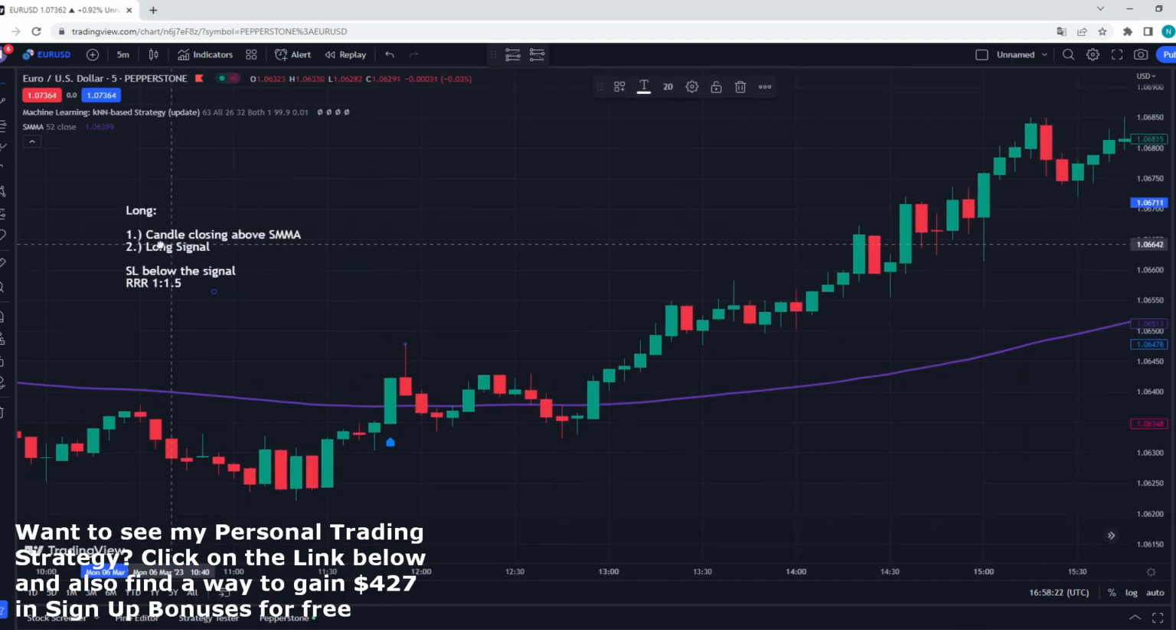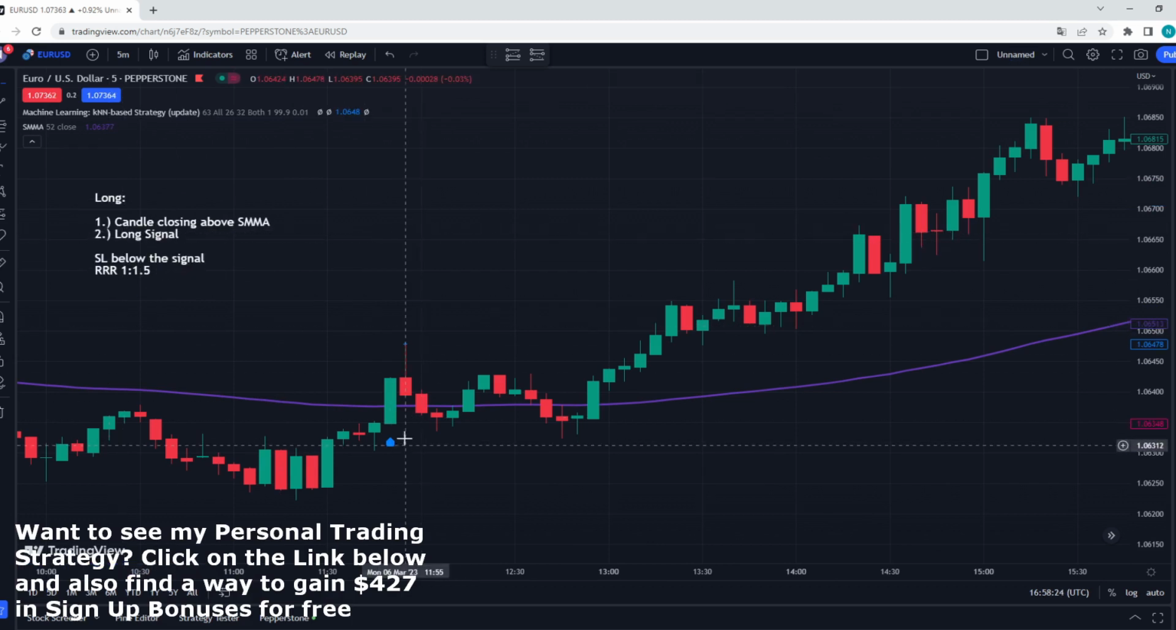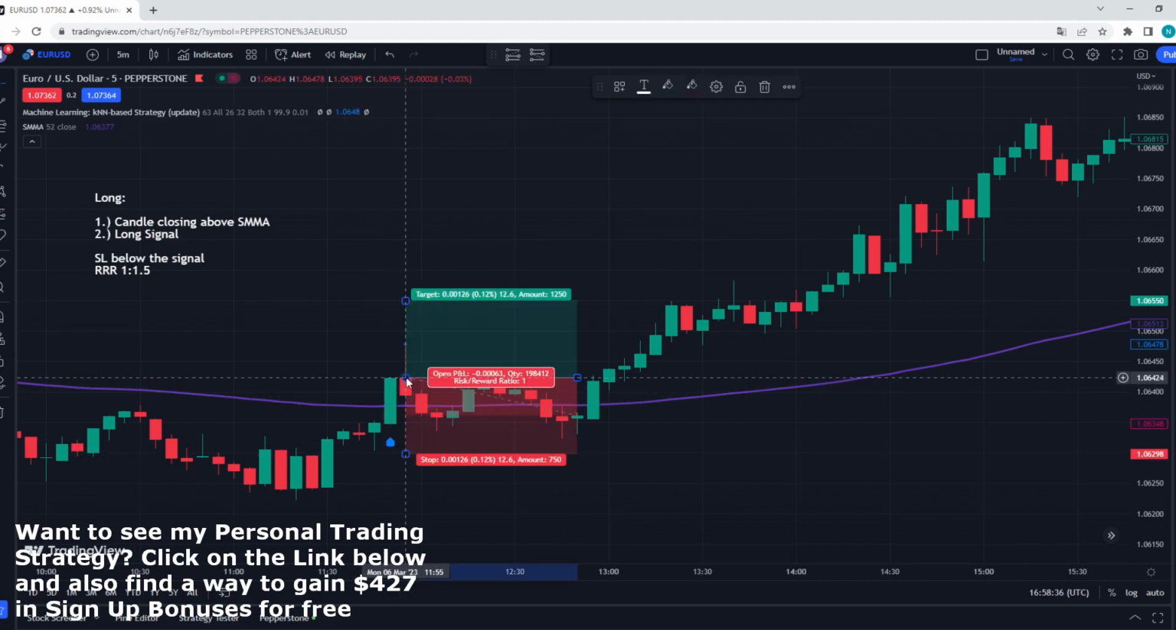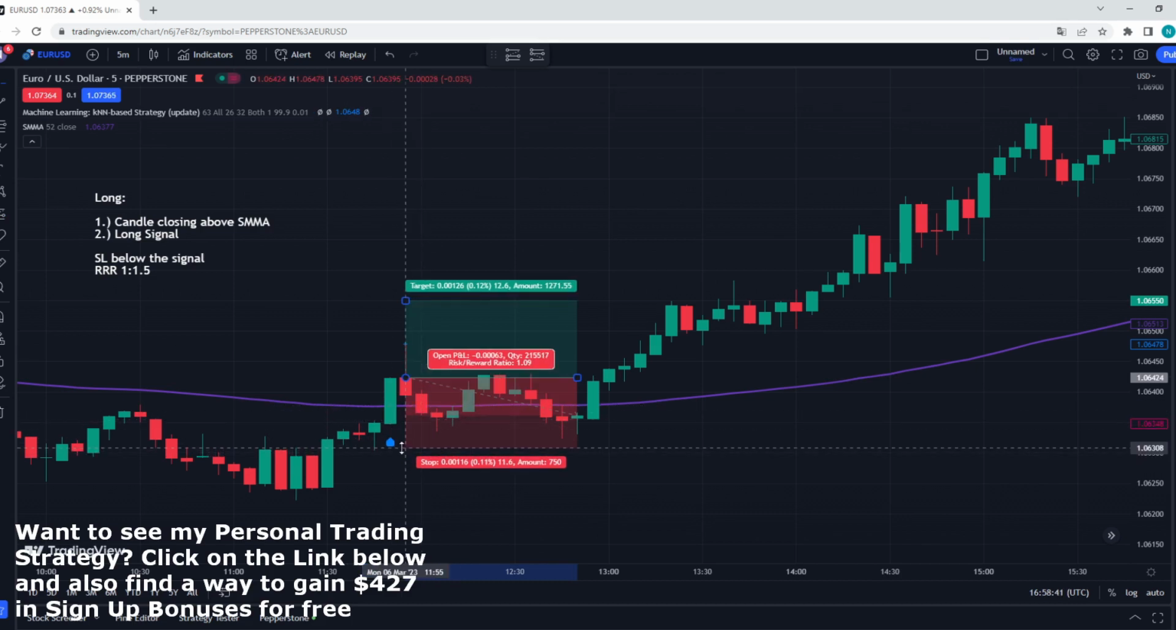As you can see over here, at that candle, all conditions are met. This candle is closing above the moving average. We have a long signal, so we will enter the trade over here in the next candle when it opens. We set our stop loss right below our buy signal.